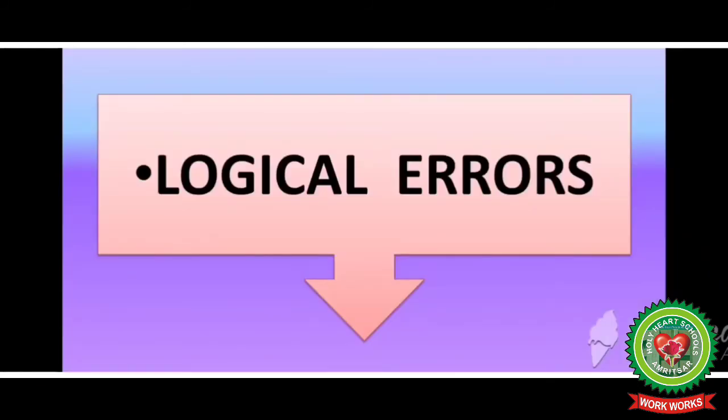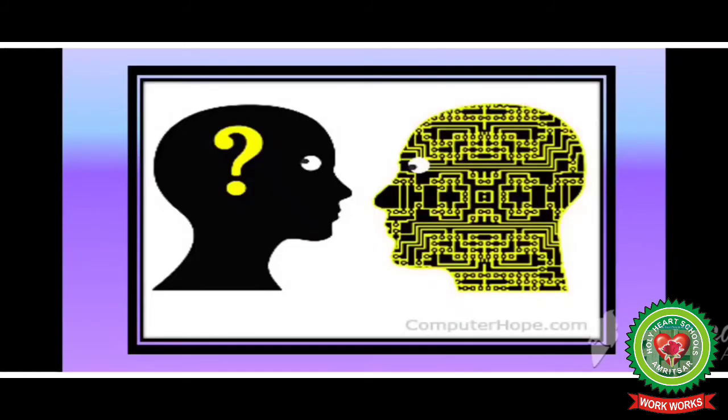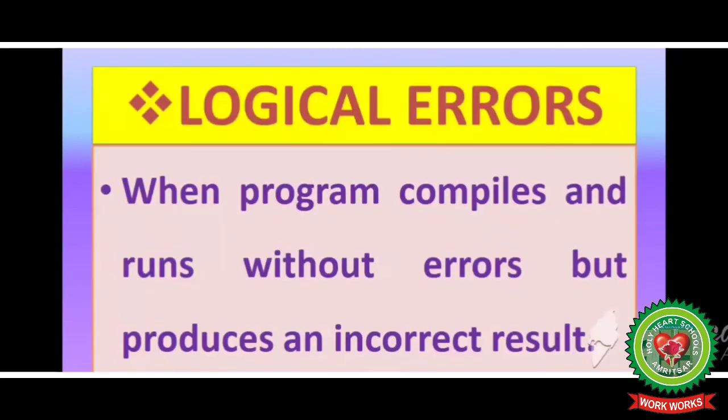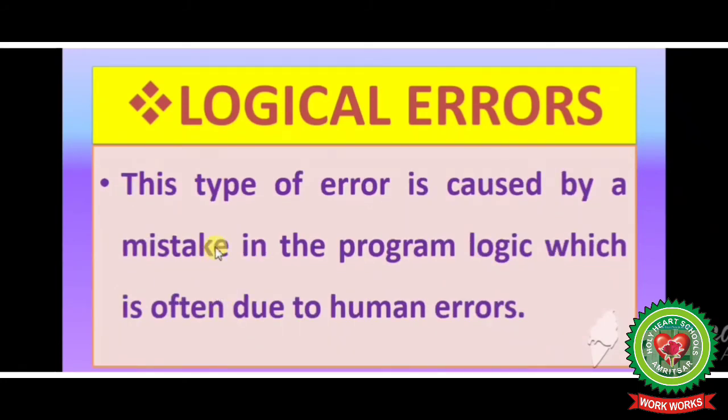The next are logical errors. Logical errors occur due to the wrong logic applied by a programmer or a user. Sometimes a user may want to add two numbers and by mistake puts the multiply sign. See, the program compiles and runs without errors but produces an incorrect result. This type of error is caused by a mistake in the program logic, which is often due to human error.